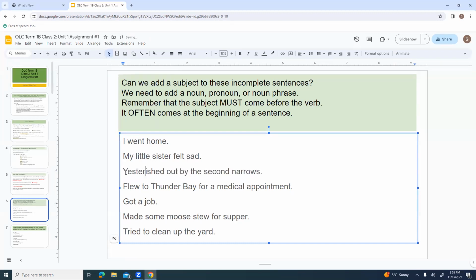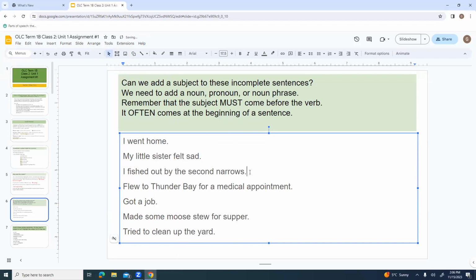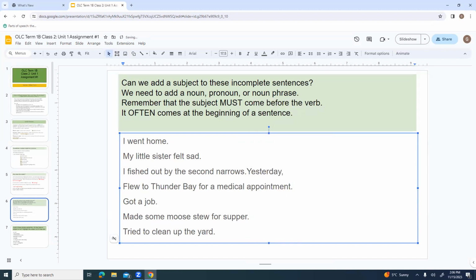Yesterday, I fished out by the second narrows. So here's an example where there's a little introductory phrase before we get to the subject. Yesterday. I could put this word right here at the end if I wanted to. I fished out by the second narrows yesterday. Yesterday is really describing when I fished.